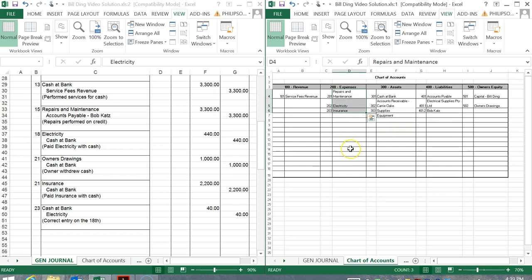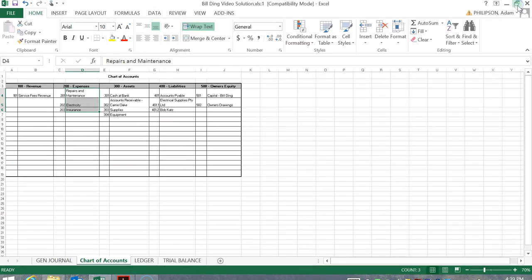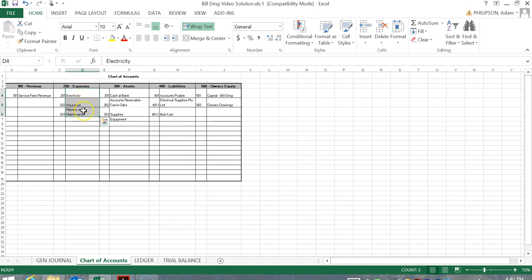Ideally, I want expenses to be in alphabetical order as we've discussed, and so what we want to do is put these in alpha. The easiest way to do that, as we've shown, I'm going to maximize this screen here so that we get this sort and filter icon over on the right. Click on the down arrow, we want to sort A to Z. It comes up with our little option here. We want to continue with the current selection, sort, and we see that then goes into alphabetical order.